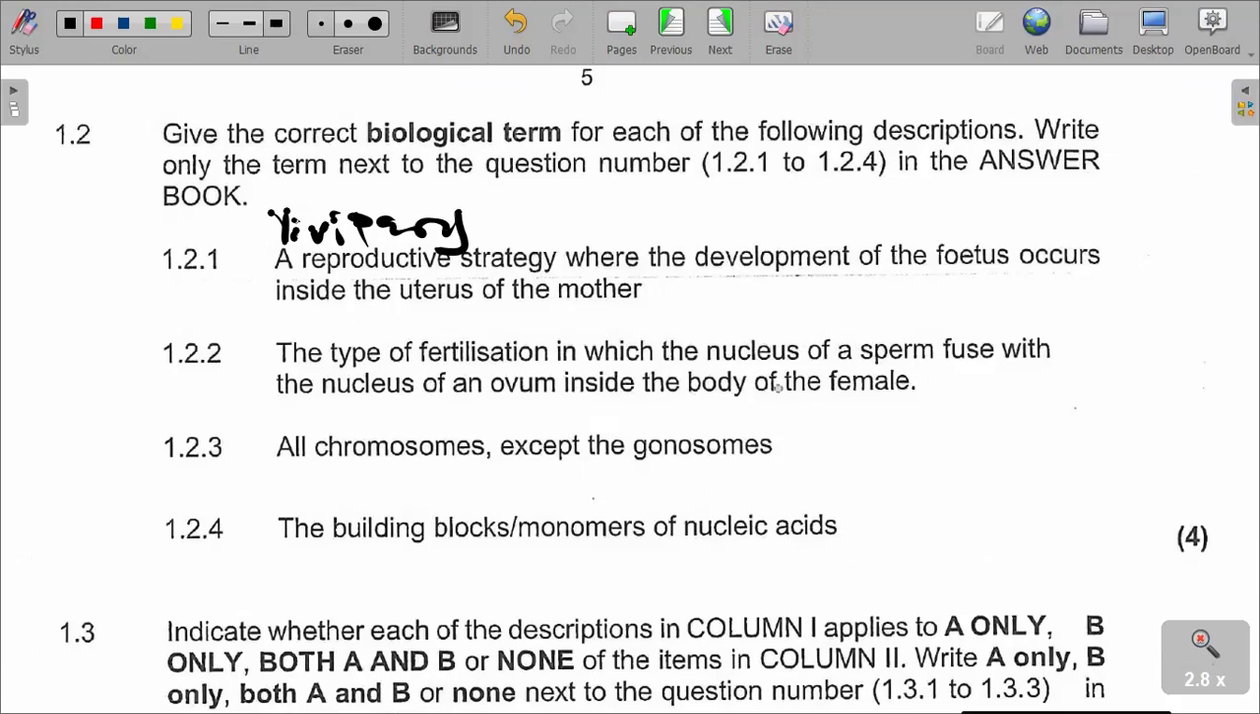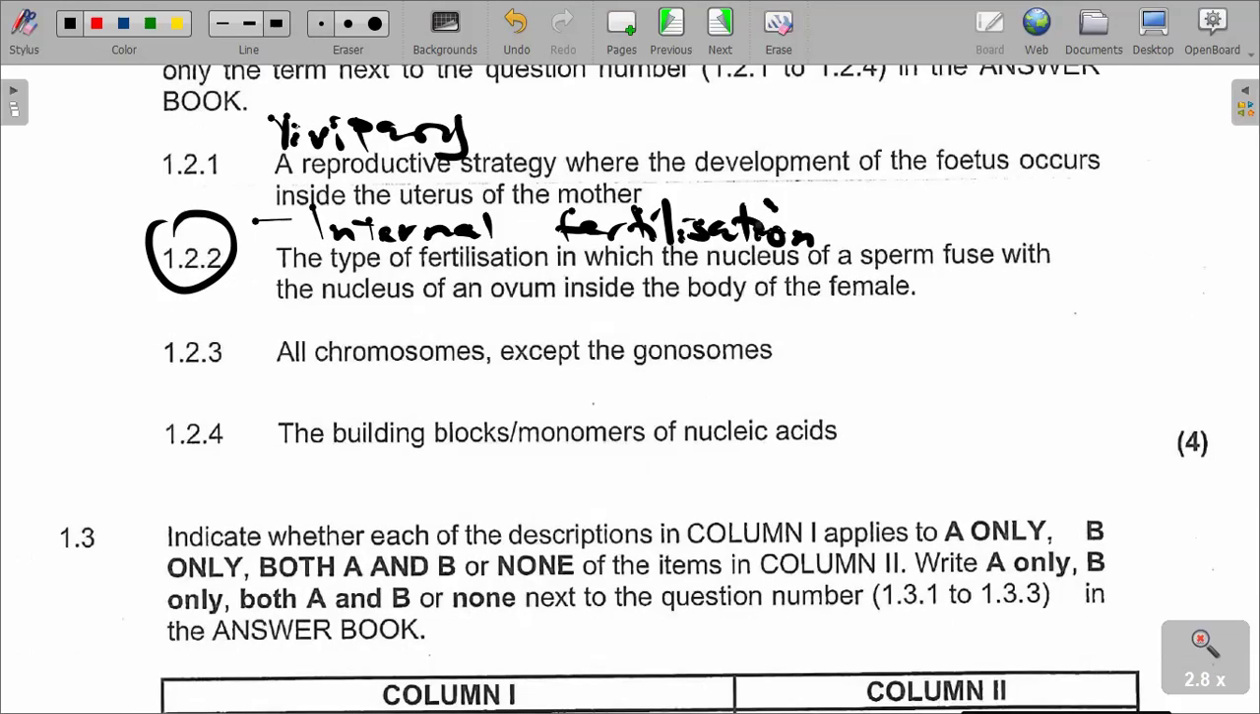And then the type of fertilization in which the nucleus of the sperm fuses with the nucleus of the ovum inside the body of the female. We said there are types of fertilization. It is internal fertilization, which explains that there is penetration and deposition of the sperm cell inside the reproductive organ of the female, and therefore the sperm cell moves and facilitates fertilization inside the body of the female. It is called internal. Where it is outside, it's called external fertilization.